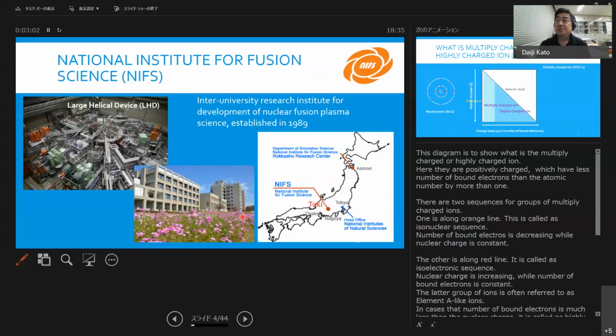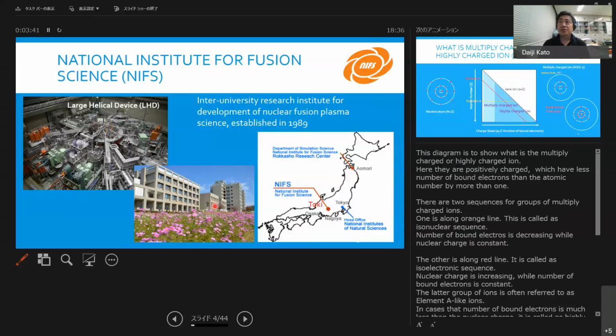So let me begin with the very basic things about what multiply charged ions are. This diagram shows what a multiply charged ion or highly charged ion is. Here they are positively charged, having fewer bound electrons than the atomic number by more than 1. And there are two sequences for groups of multiply charged ions. One is along the orange line. This is called the nuclear sequence, where the number of bound electrons is decreasing while nuclear charge is constant.